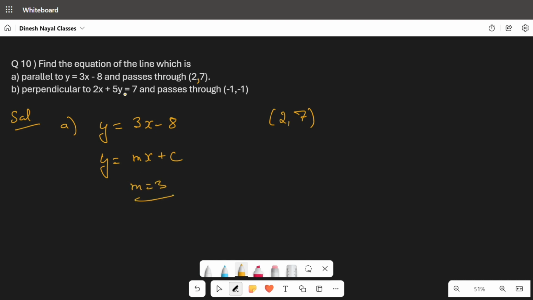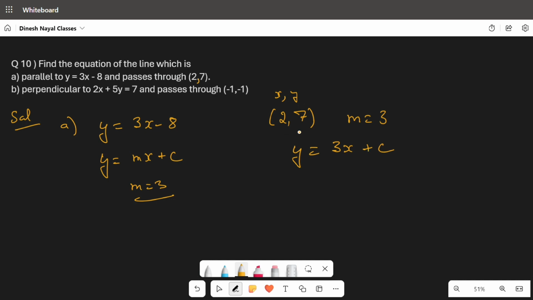Now the equation of the line which we have to find is parallel to this line, which means the slope of this line is also equal to 3. So using y equals mx plus c, this will be y equals 3x plus c. Now we have to find the value of c, as the point (x, y) lies on this line.